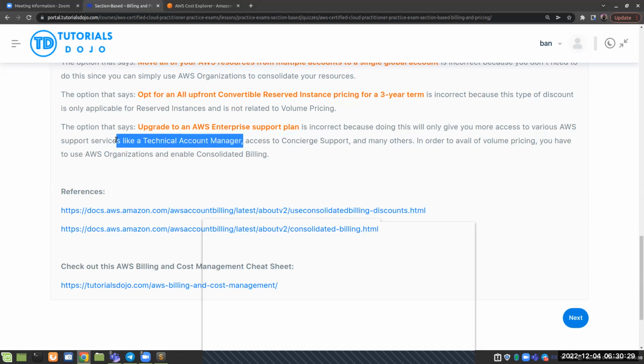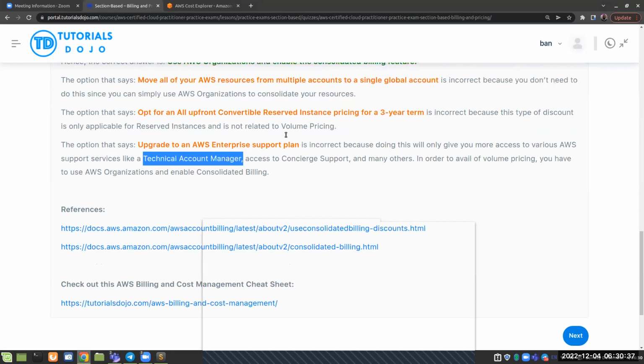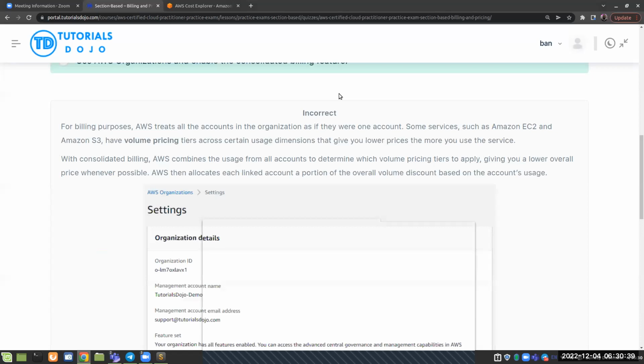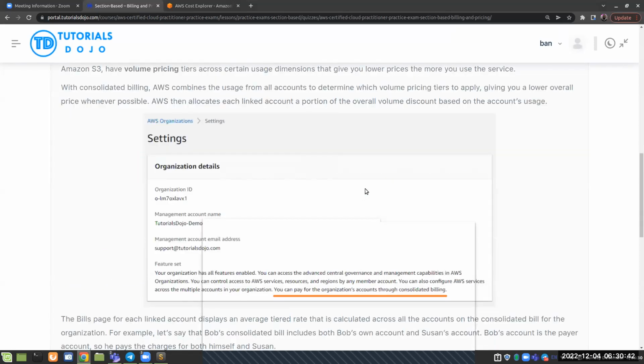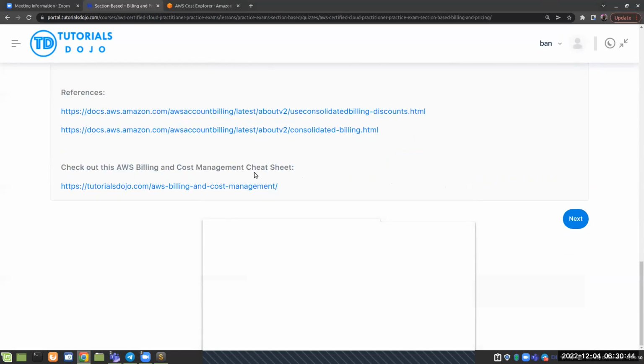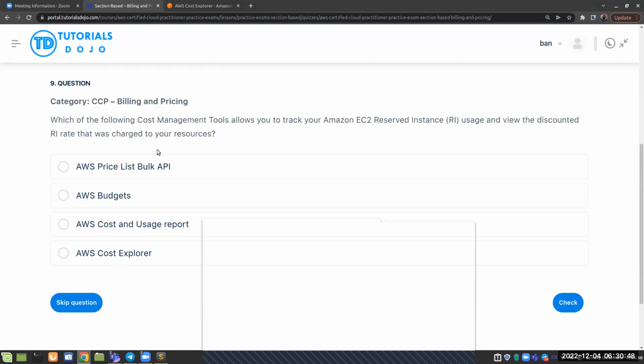Technical account manager is just having a dedicated manager in charge of your account. You then go for the enterprise support plan. So it has nothing to do with volume discounts. So that one is just out of place. B, yeah.